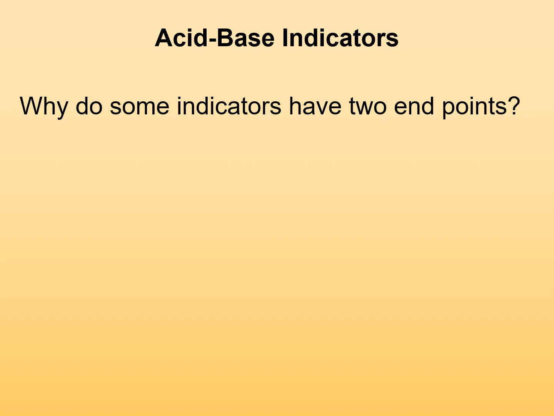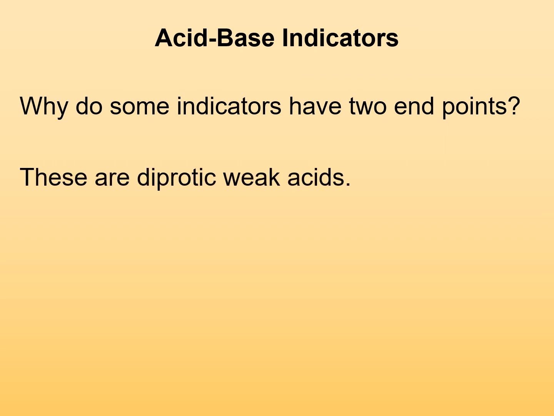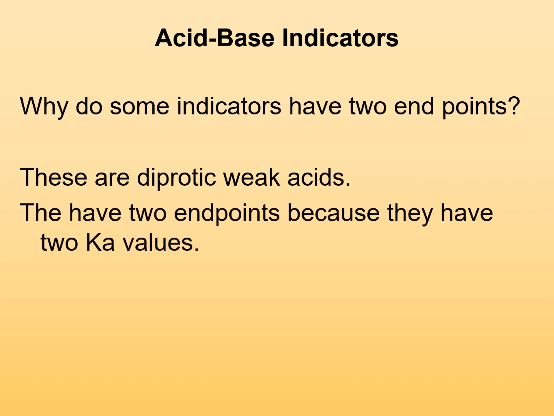Some indicators you'll notice have two separate endpoints. These are going to be ones that will be used for our diprotic weak acids. They actually have two Ka values, and therefore can produce two color changes.